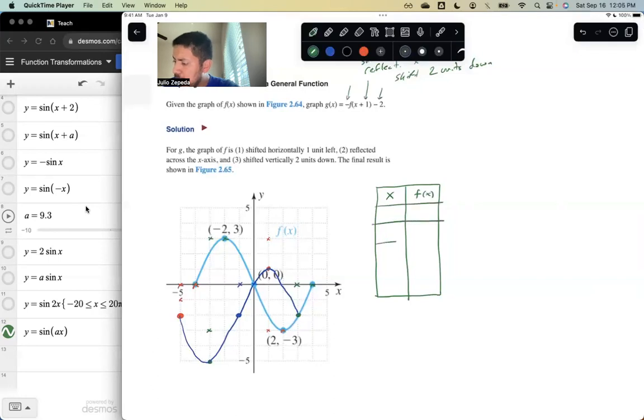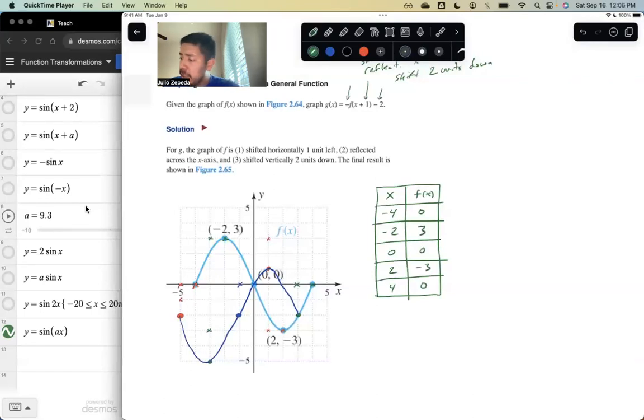Because, yeah, this is going to be a good exercise here. So the points that are on the original graph are (1, 2), (3, 4), (-4, 0), (-2, 3), (0, 0), (2, -3), and (1, 2), (3, 4), (4, 0). Okay.